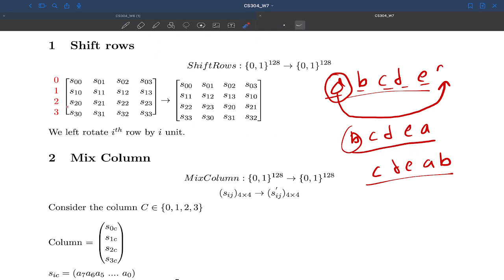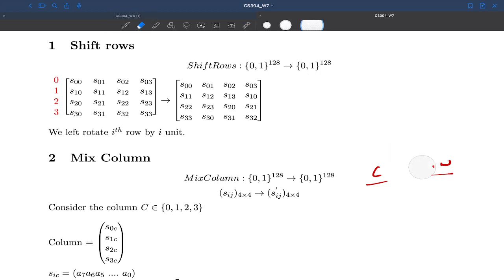You can clearly see that S20 first went to the end, then S21 also went there. So basically these two elements went backward, S20 and S21, and in front we got S22 and S23. So this is a very simple operation. The row at index 0, left rotating by 0 units means doing nothing, this row is left rotated by 1 unit, this row by 2 units, and this row by 3 units. So shift row was one of the easiest functionalities in our round function.